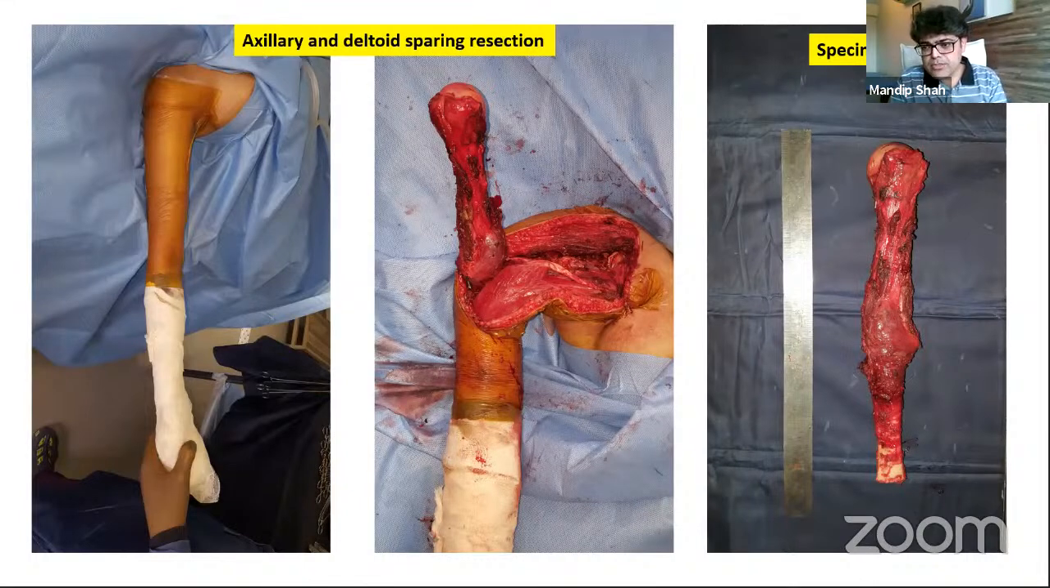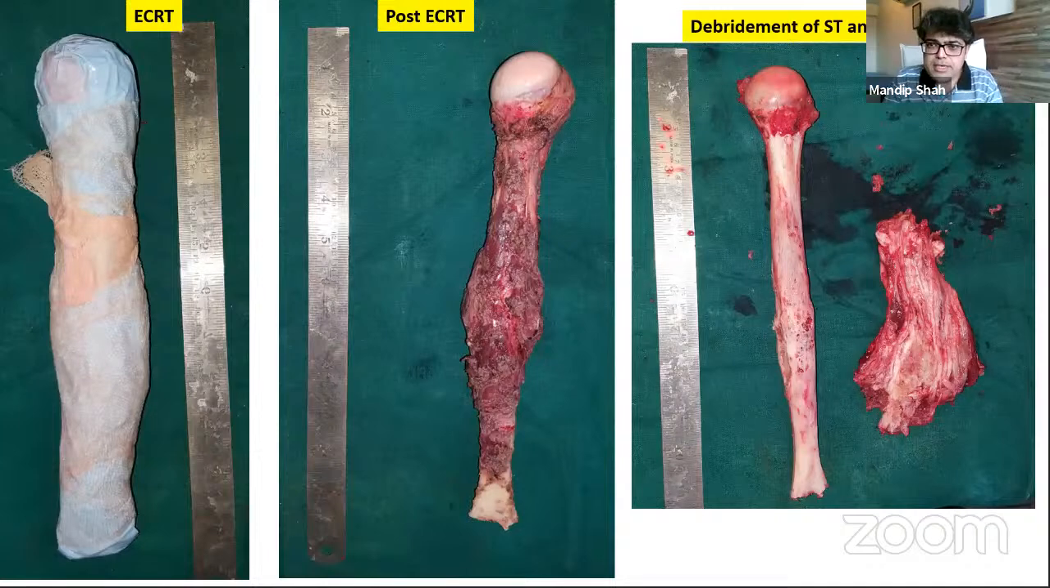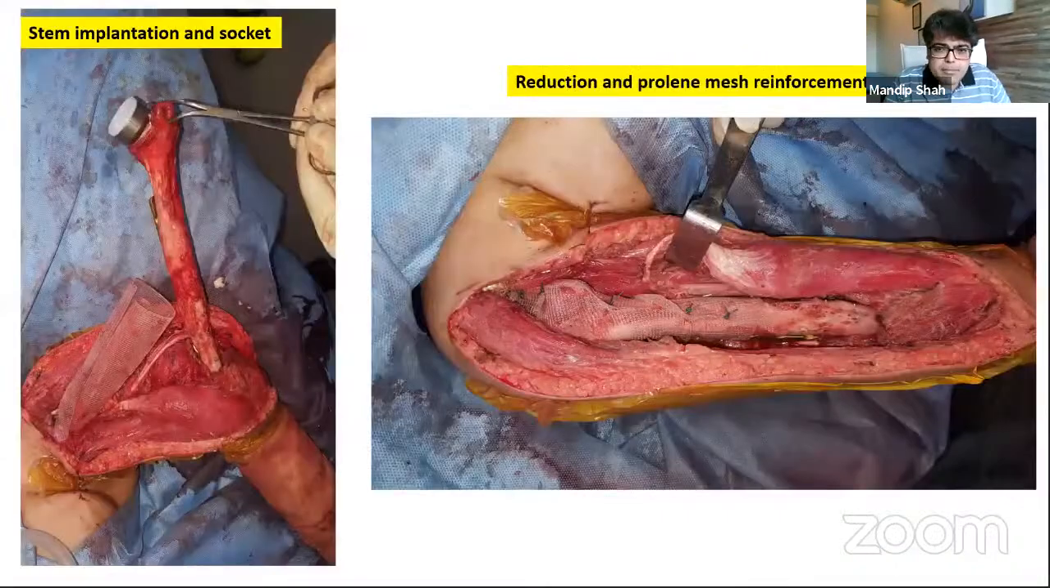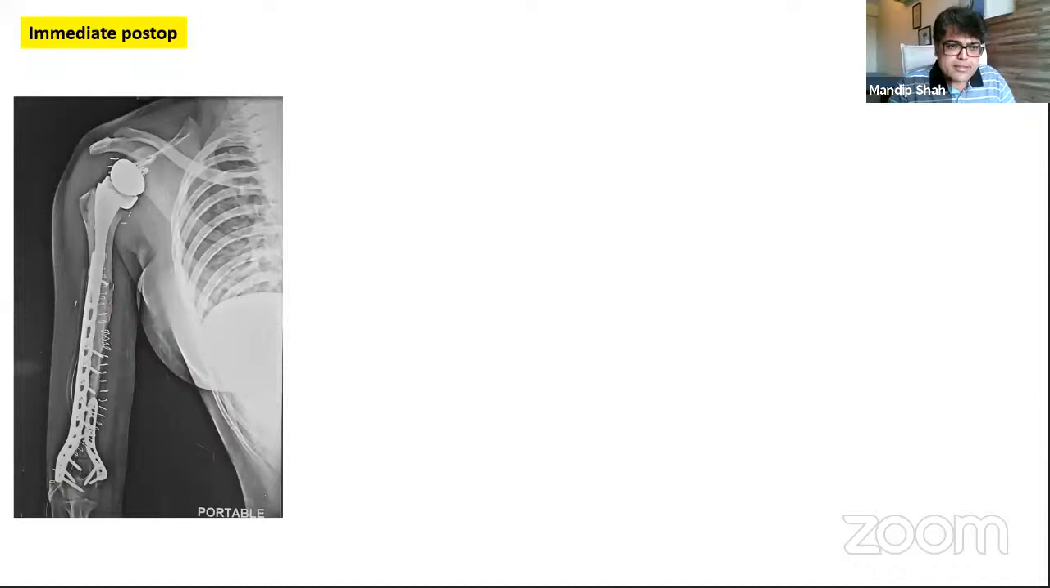This is a proximal humerus osteoarticular resection. The osteotomy was done just at the supracondylar level. Sent it for ECRT. Post ECRT, we did the standard debridement, did a re-implantation, and stabilized it with medial and lateral pillar plates. It is a standard cemented reverse total shoulder arthroplasty in that bone. And this is the immediate post-operative x-ray. As you can see here, this is the osteotomy. And this is at the end of 6 months.